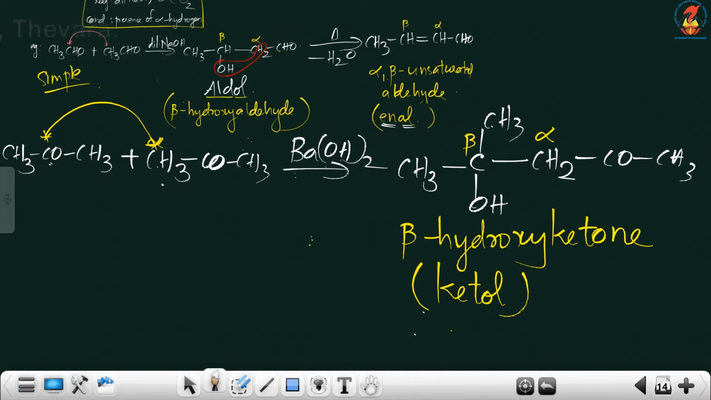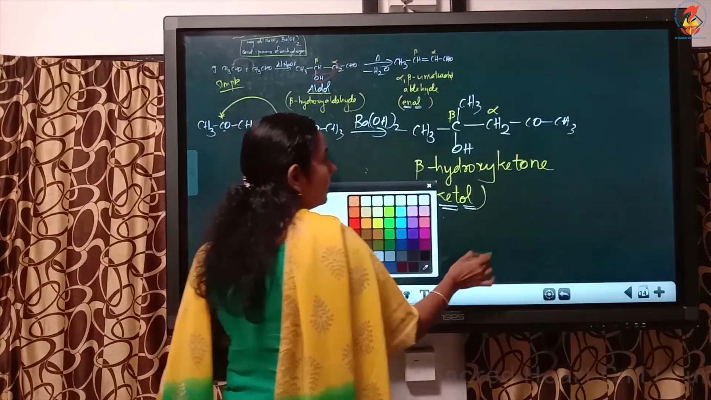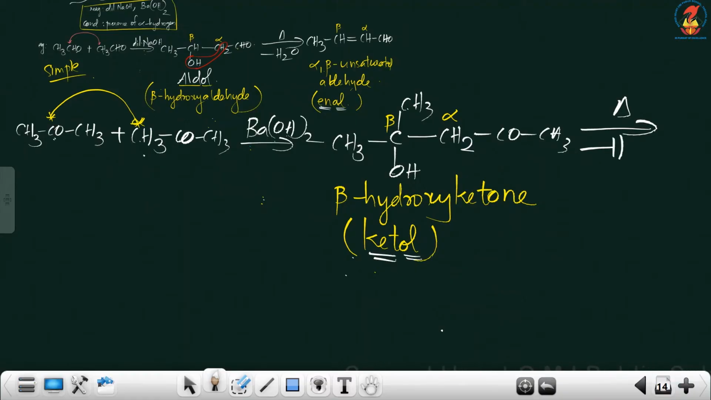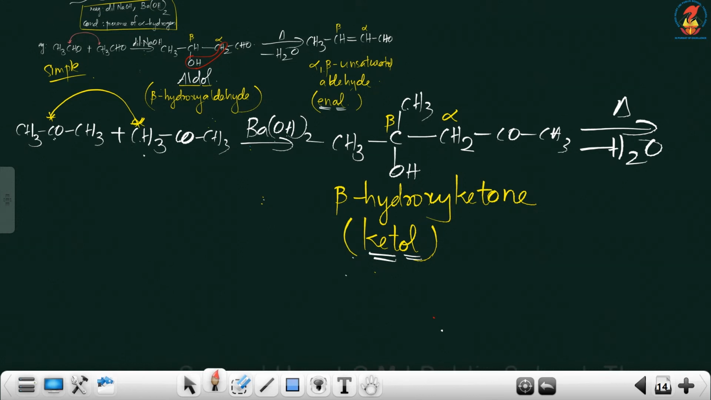So like the first one, ketol means containing keto group and ol group, or alcohol group. Now, what is the common name? Beta hydroxy ketone, which on condensation eliminates water. How can we eliminate water? OH from this carbon and hydrogen from the adjacent carbon. How many adjacent carbons are here? This is an adjacent carbon, this is an adjacent carbon, and this.